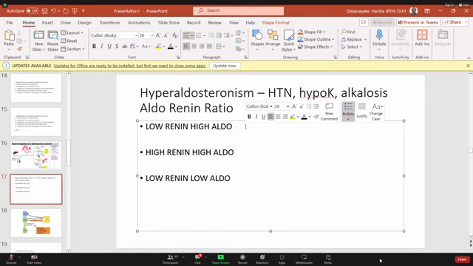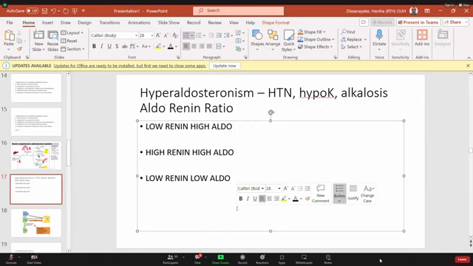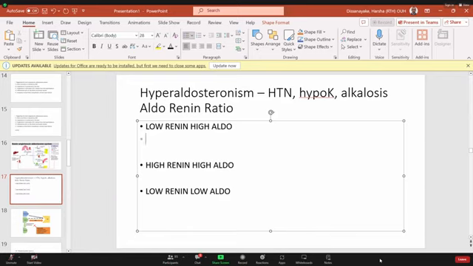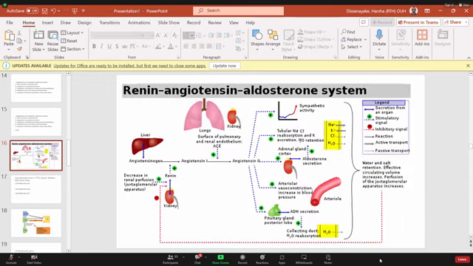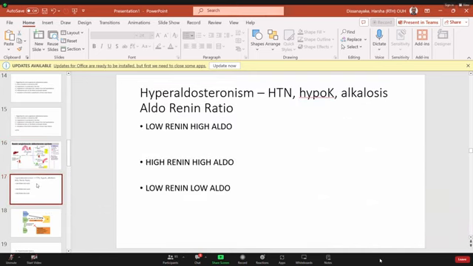Any questions up to this point? Okay, no questions. So what are the causes for low renin, high aldo? In other words, if you look at this cycle, I don't have renin here. If there is too much aldosterone, it will have a negative feedback effect on renin secretion. So if you find suppressed renin and high aldo, that is a true scenario of primary hyperaldosteronism.